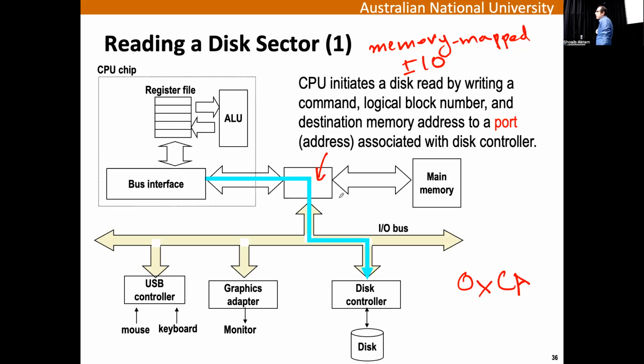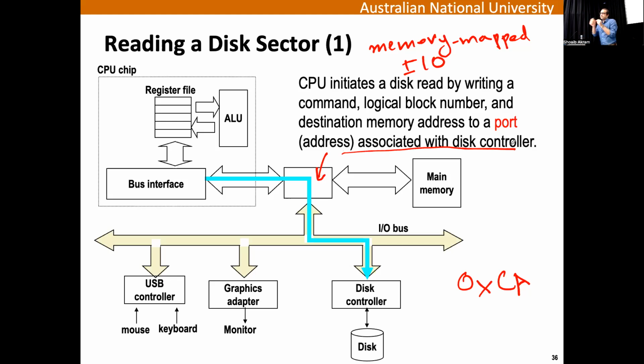The CPU generates an address, and that address is reserved as an I/O port for communicating with I/O devices. Other addresses in the range are for accessing main memory. Now, the CPU initiates a disk read by writing a command, logical block number, and destination memory to a port associated with the disk controller.